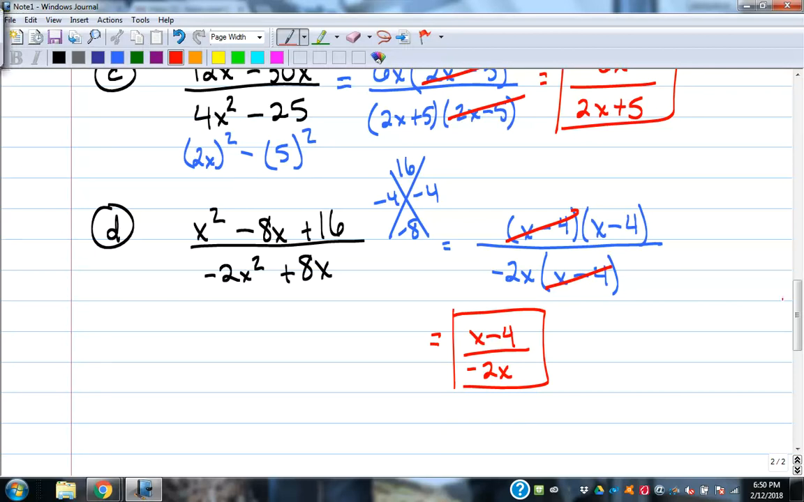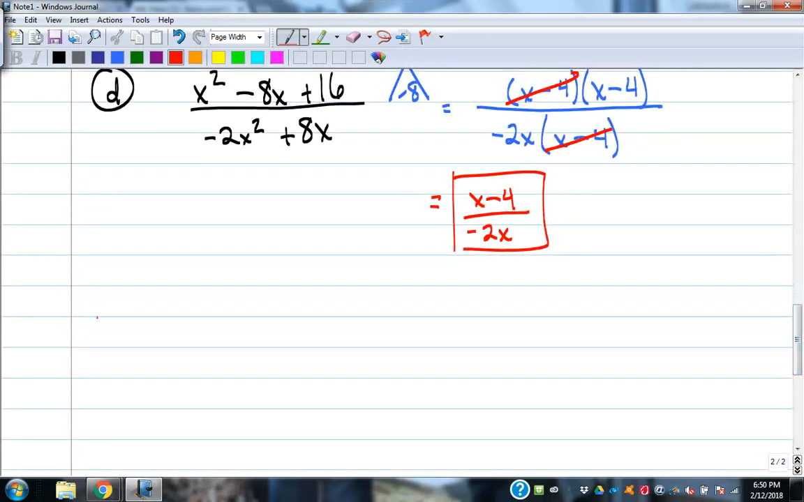All right, let's look at example E. 2x squared plus 7x minus 4 over 5x squared plus 20x.